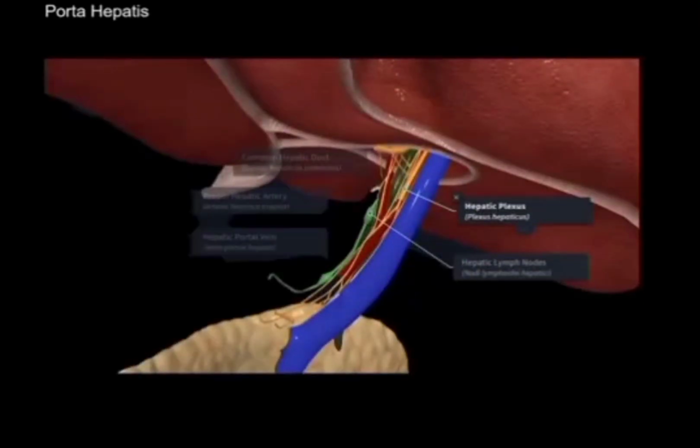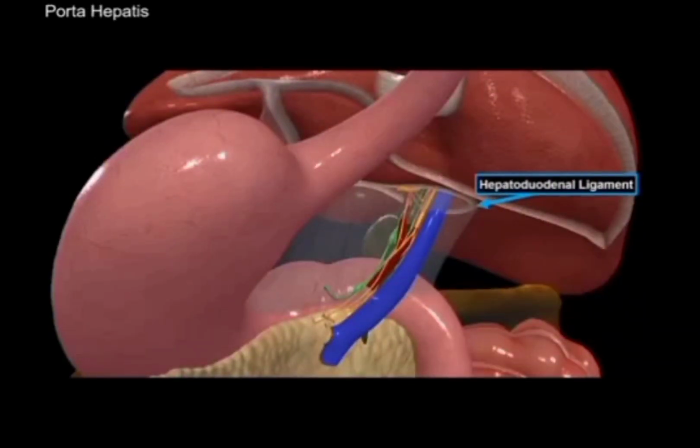Other structures you'll find here are the hepatic lymph nodes and some nerves called the hepatic plexi going through the transverse groove as well. And they're all covered by the hepatoduodenal ligament. This is a ligament that starts off at the liver and goes down to the duodenum. Therefore, it's called the hepatoduodenal ligament because it attaches the liver to the duodenum.